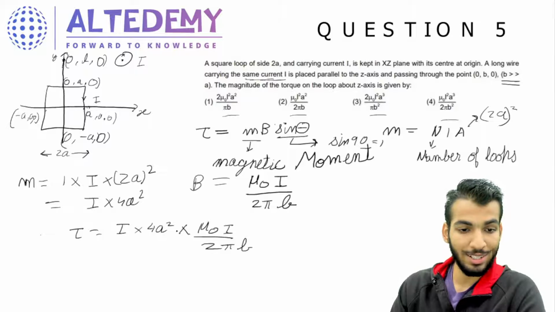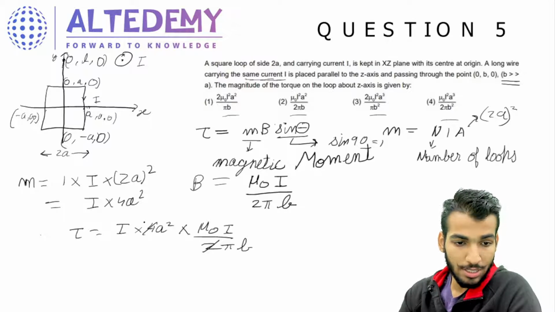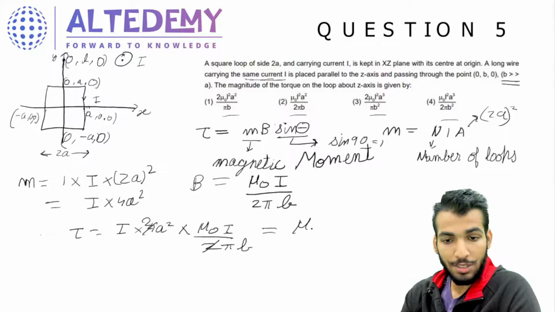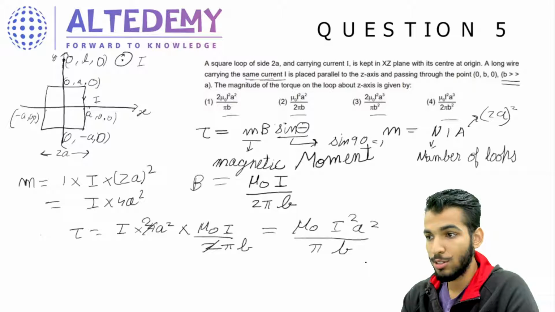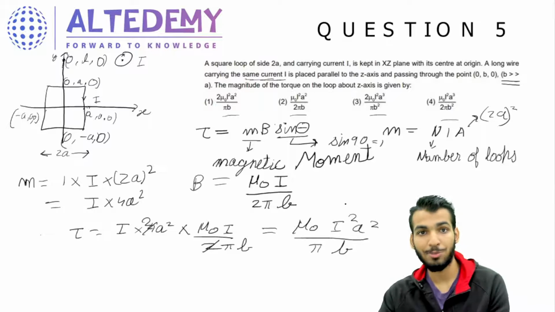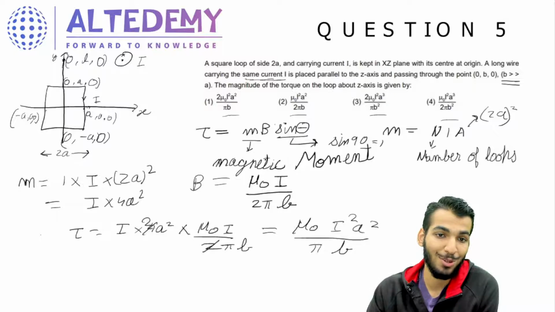Pretty straightforward till this point. Nothing to worry about. So this will cancel by 2. So this will all come out to be mu naught I square a square by pi b. So you don't need to worry about this question because this will be the easiest question which you might solve in the JEE exam, by the way.